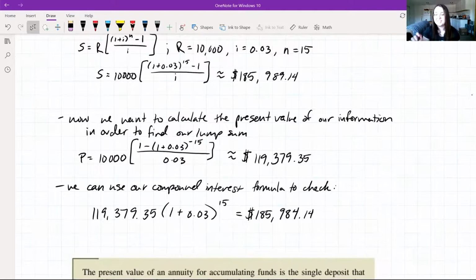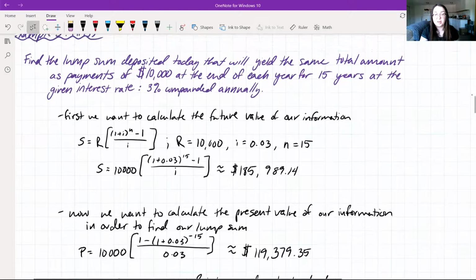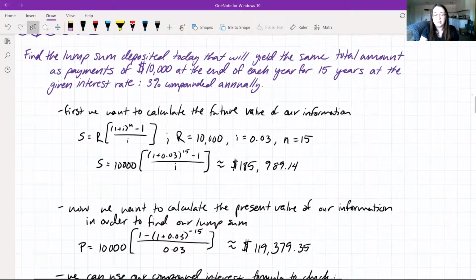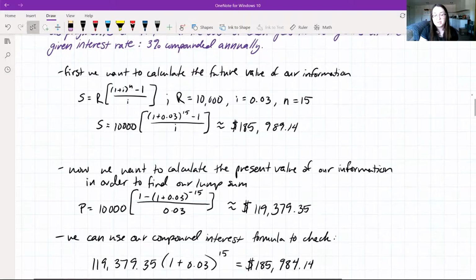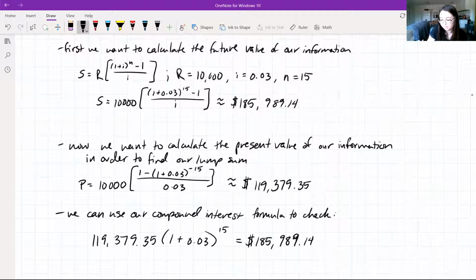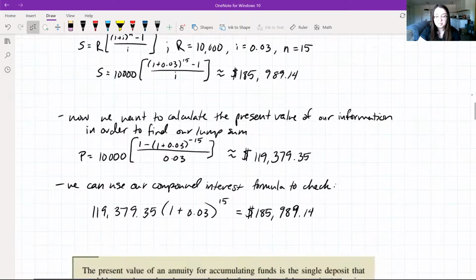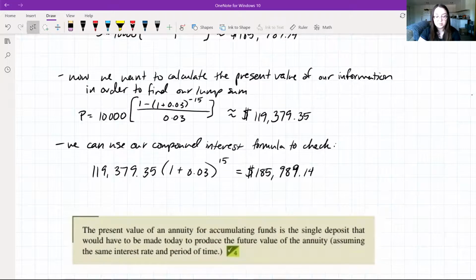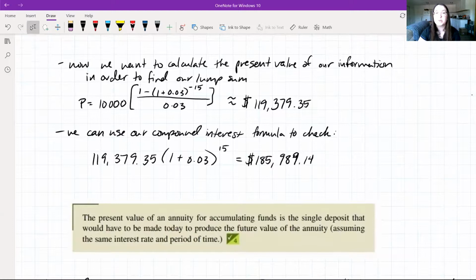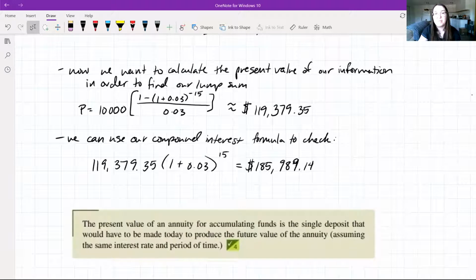So now we've checked to make sure that this value was correct. So we know that our future value of $10,000 at the end of 15 years at a rate of 3% would give us $185,989. Sorry, this is a 9, not a 4. $989.14. Then we calculate our present value, and then to check to see if our present value was correct, we just used our compound interest formula to see if it would end up with the same amount of money at the end of 15 years.